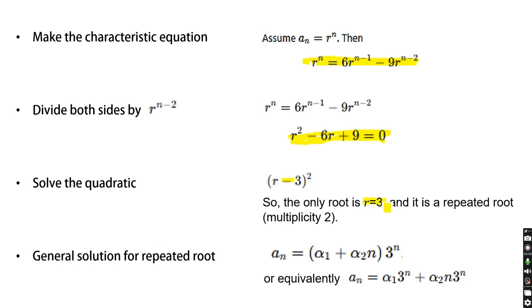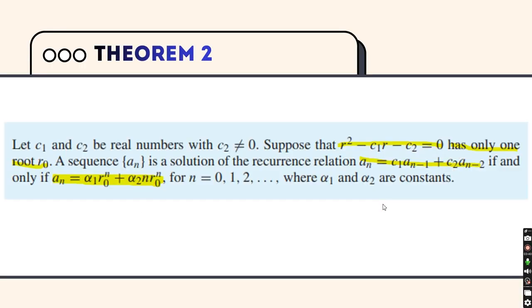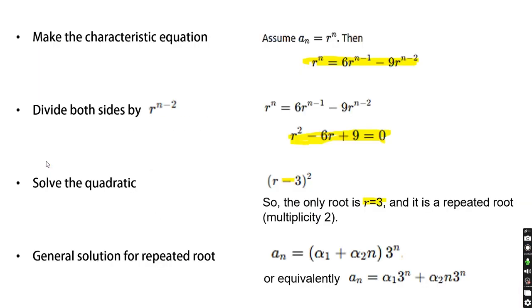So, based on the definition given in theorem 2, there is only one root. In this example, we see that there is only one root, which is equal to 3. So, the general solution for the repeated root is a_n equals a1 plus a2 n times 3^n, since 3 is our root.